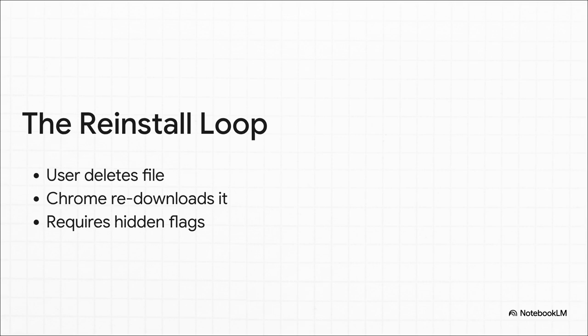To actually make the deletion stick, early users had to dig into hidden developer tools known as Chrome flags. Now, Google has said they're rolling out a toggle in the system settings, but for millions of people, it remains a heavily obfuscated process. It's automatic to install, but incredibly difficult to permanently remove.